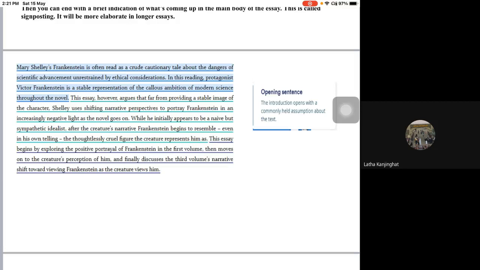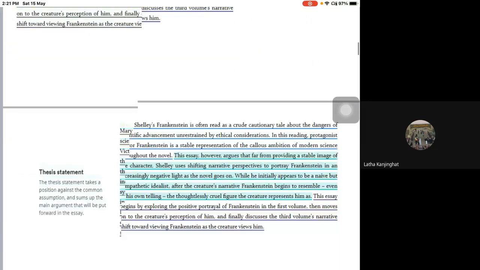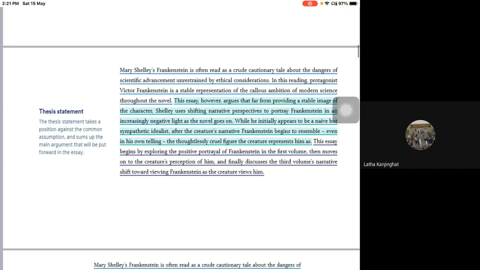Okay? Now going on, the same paragraph. Now we see the part where we come to the thesis statement. It's the same paragraph. We began with the introductory part. Now we are going to the thesis statement. When you read the thesis statement, you will understand that the writer is taking a position against the common assumption and sums up the main argument that will be put forward in the essay. So what is expressed in the general statements is not what is going to be there in the thesis statement. What is the student or the writer of the essay going to say? The position that the writer of the essay is going to talk about.